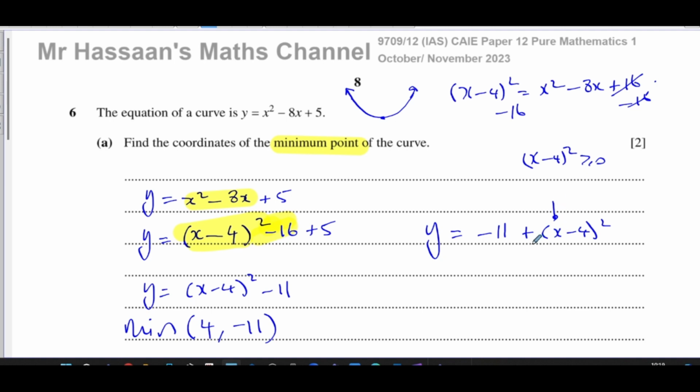When x equals 4, you're going to have minus 11 plus 0. It will be 0 squared. So that's why when x equals 4, you get the minimum point, because that's the value of x that makes this bracket 0, which makes you add nothing to the negative 11. And negative 11 is the lowest point that you can get when x equals 4. Right, so that's the reason why that's the minimum point. Okay, so I hope that was clear for that.